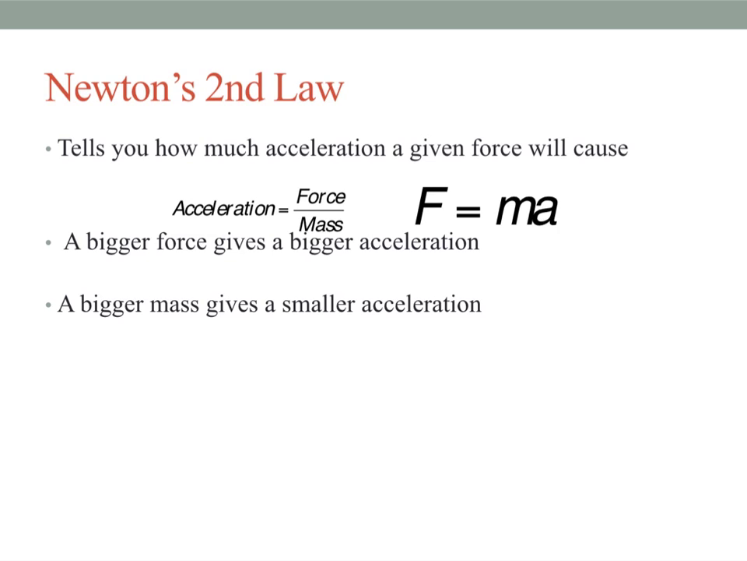The acceleration is equal to the force divided by the mass, or you could do some algebra and rearrange that, and you would get that the force is equal to the mass times the acceleration. This is the way that it's actually usually written, F equals m times a. But in terms of the definition, this is kind of a better definition. The acceleration is the force over the mass, because that relates it better to the first law.